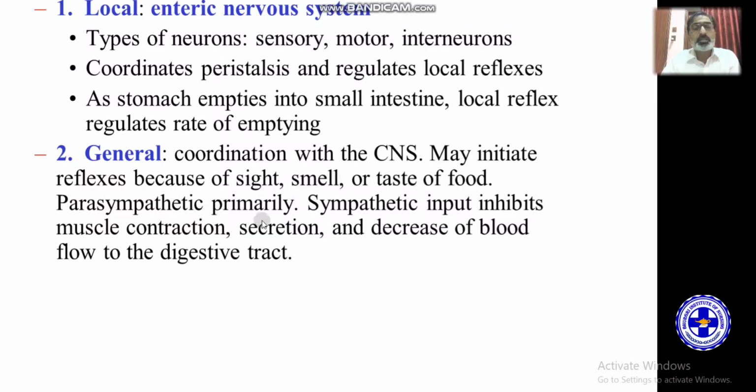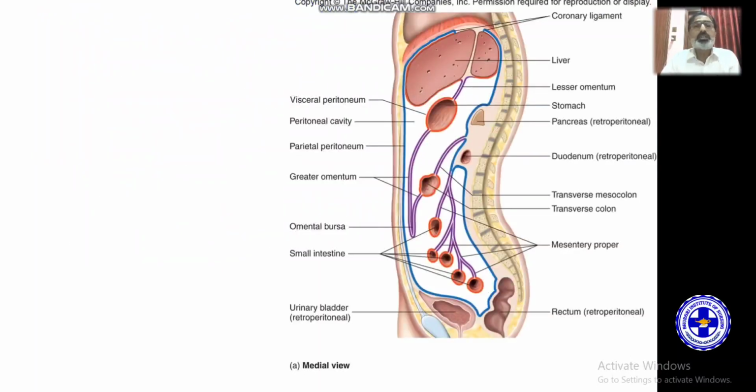There are two systems controlled by the central nervous system, one is parasympathetic and the other is sympathetic. They also supply the gut. Sympathetic input inhibits muscle contraction and secretion and decreases blood flow to the digestive system, but parasympathetic input stimulates contraction and secretion and increases blood flow. So this is all about the general introduction to the GIT.